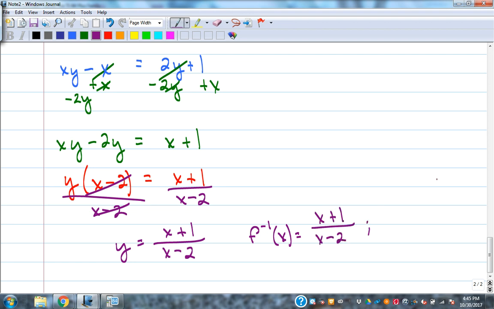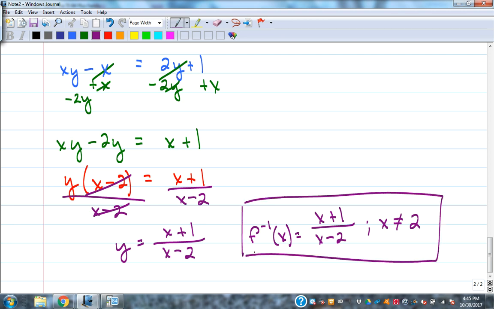What's the restriction we need to tell them about? X can't equal 2 in this case, because of the x minus 2 in the denominator. So if there's a restriction there, we need to tell them about it. This is our inverse with that restriction off to the side.